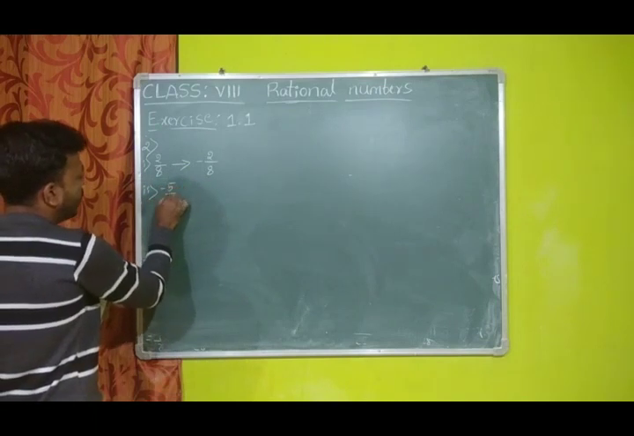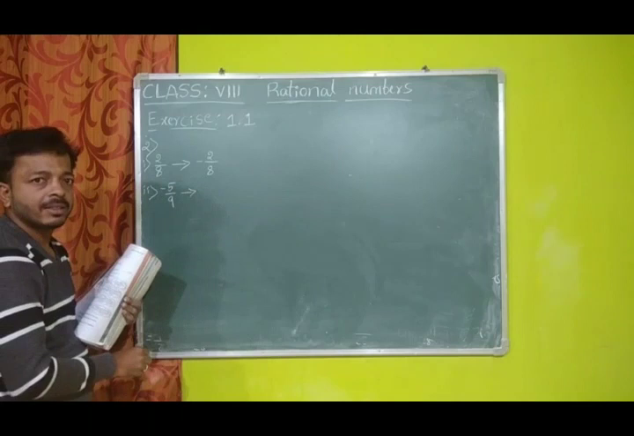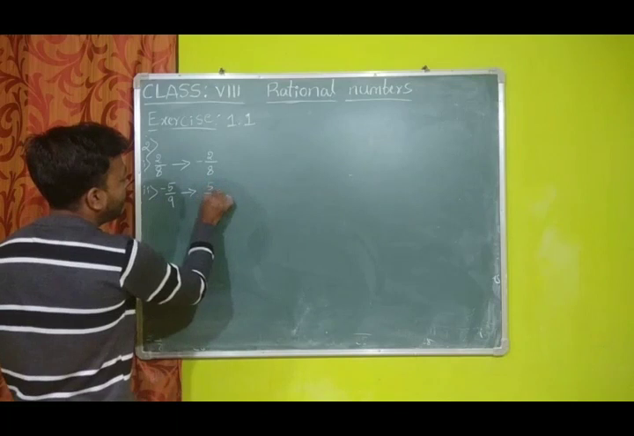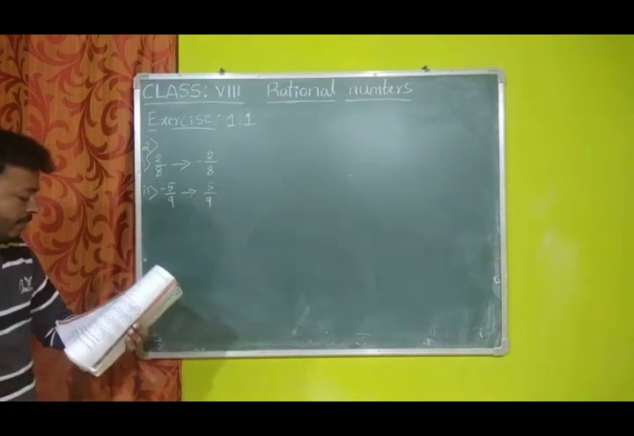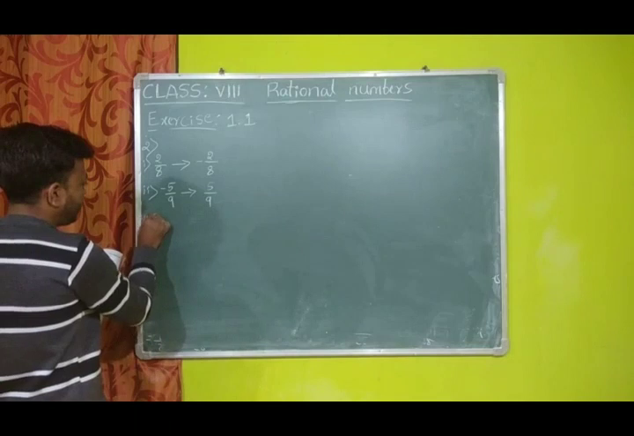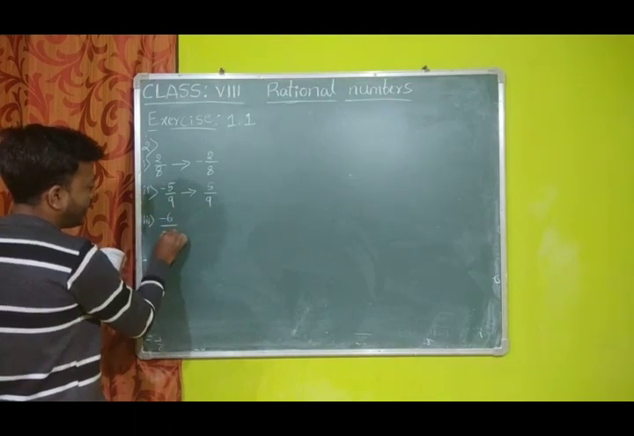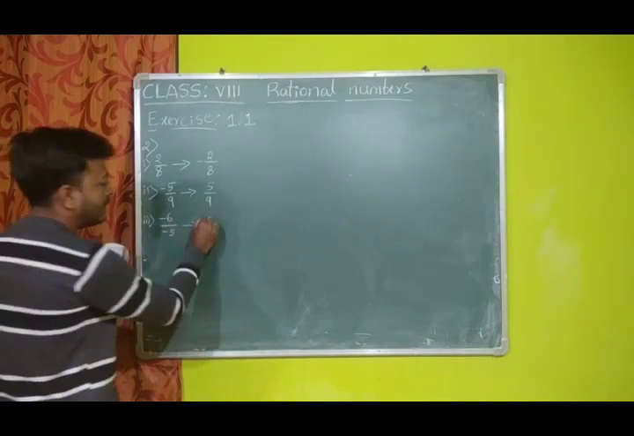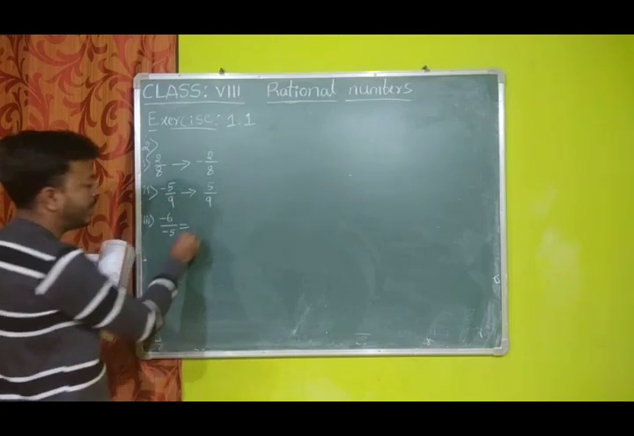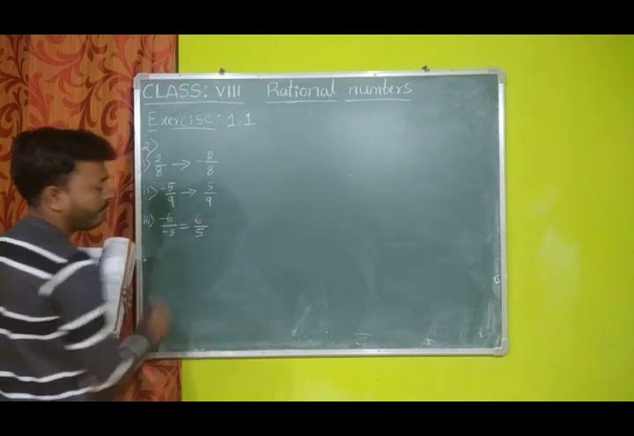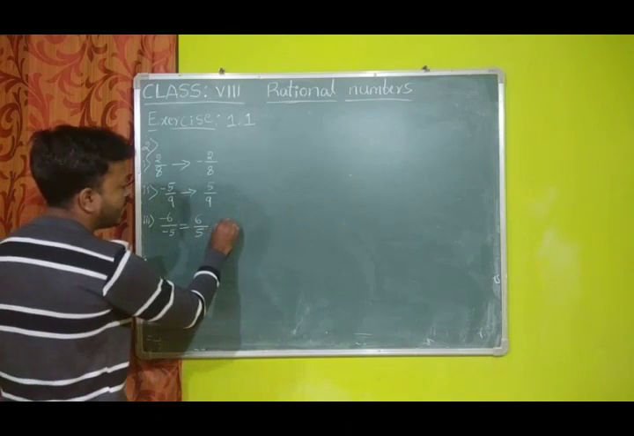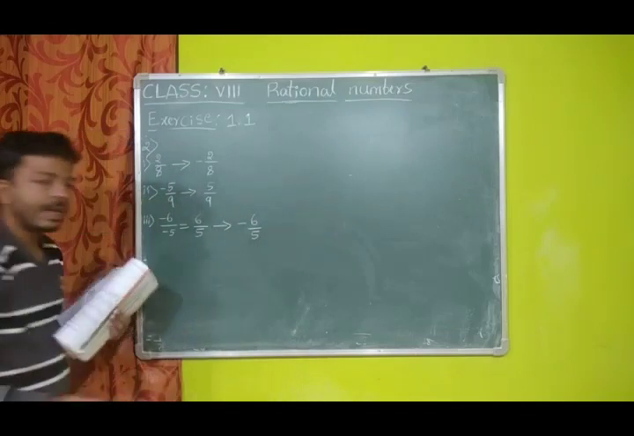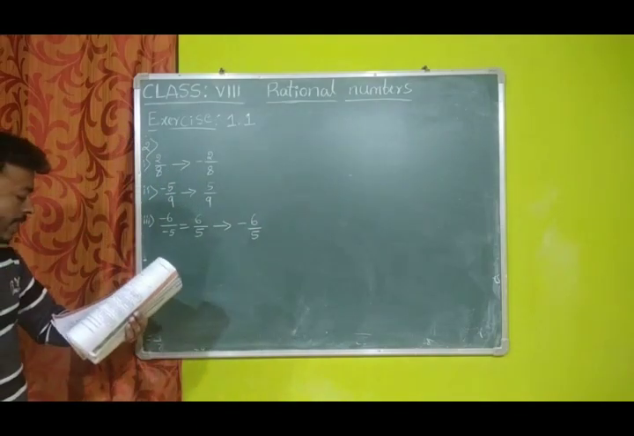And second one, minus 5 upon 9. So what is the additive inverse? Here already it's a minus. Positive 5 upon 9 is the additive inverse of minus 5 upon 9. And third one, minus 6 upon minus 5. First you have to simplify this. Both minus signs get cancelled, so it is 6 upon 5. So what is the additive inverse of 6 upon 5? Minus 6 upon 5. This is the additive inverse of minus 6 upon minus 5.